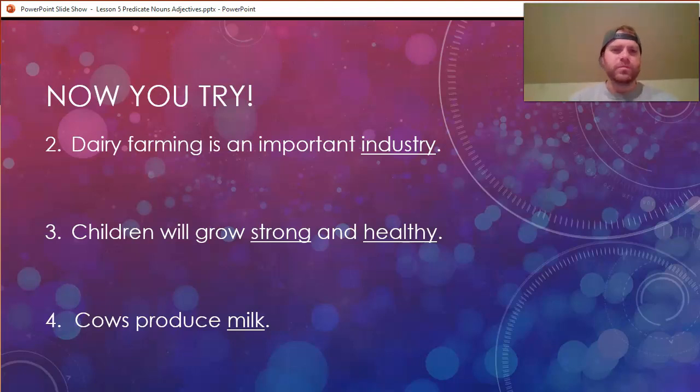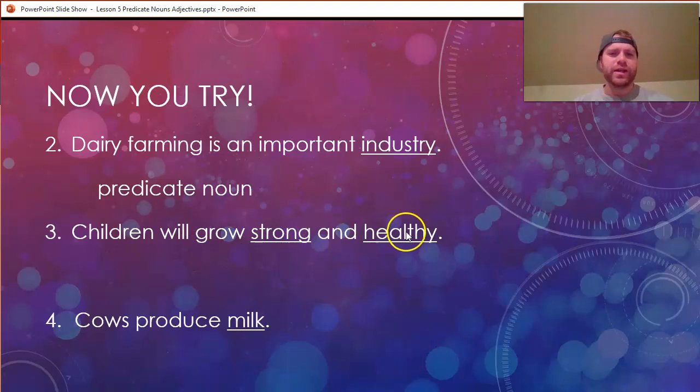Alright, let's go through these one by one here. So number 2, dairy farming is an important industry. I do see the linking verb is right there, so we are dealing with some kind of predicate noun or adjective here. Industry specifically is a predicate noun. It's just connecting farming to industry. Industry there is renaming or redefining the subject.